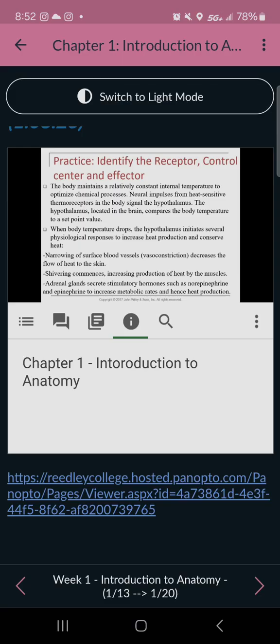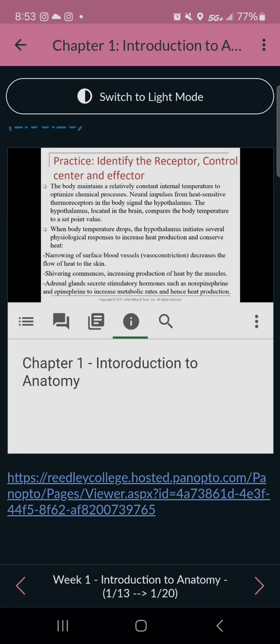The responses are narrowing of surface blood vessels, which is vasoconstriction, which decreases the flow of heat to the skin. Shivering commences, which increases the production of heat by the muscles. And finally, adrenal glands secrete stimulatory hormones such as norepinephrine and epinephrine to increase metabolic rates and hence heat production. Now let's identify the receptor, the control center, and the effector in this scenario.